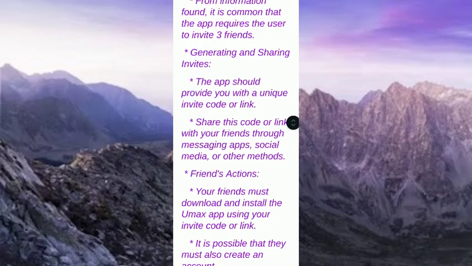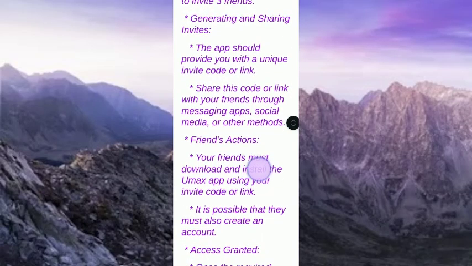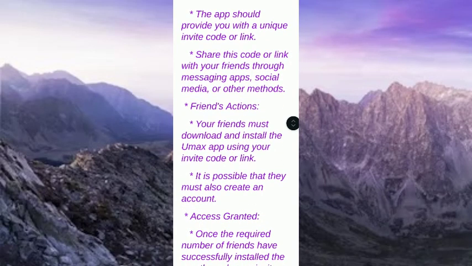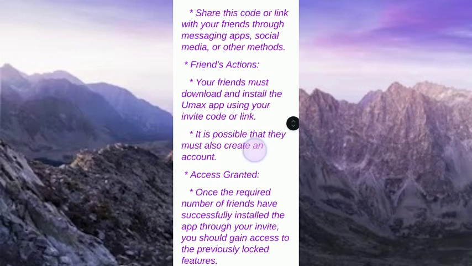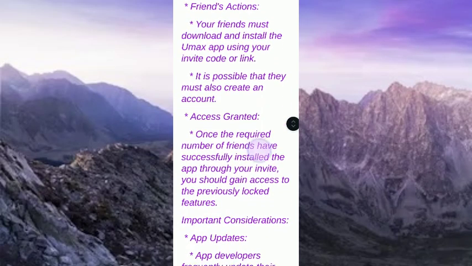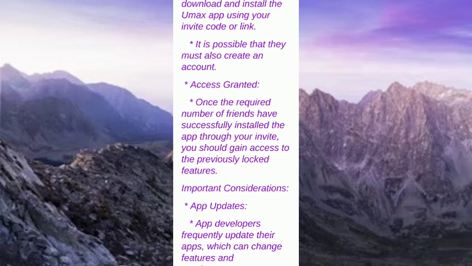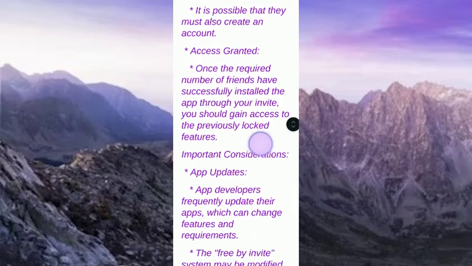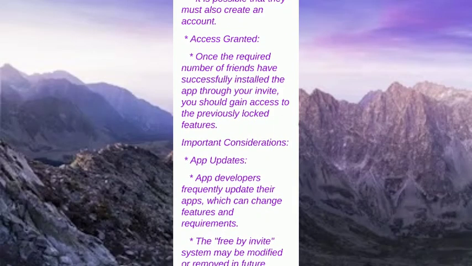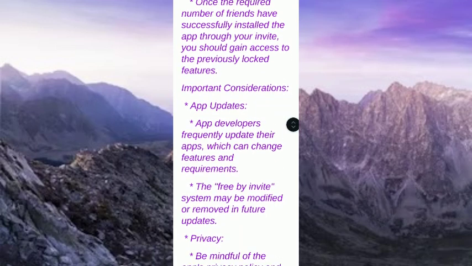The app should provide you with a unique invite code or link. Share this code or link with your friends through messaging apps, social media, or other platforms or methods. Your friend must download and install the Umax app using your invite code or link. It's possible that they may also need to create an account. Once the required number of friends have successfully installed the app through your invite, you should be able to gain access to the previously locked features.